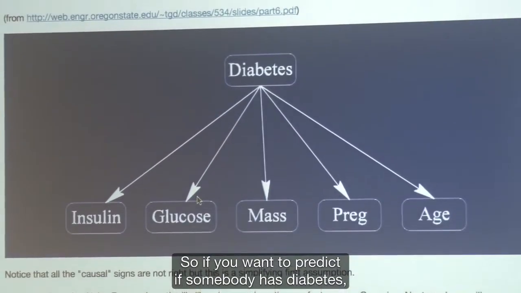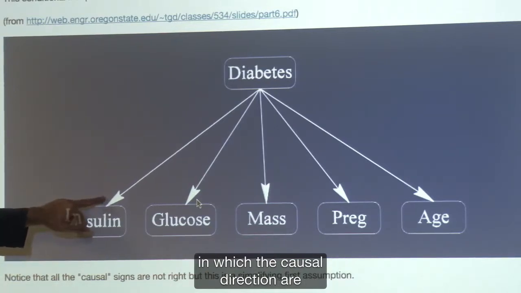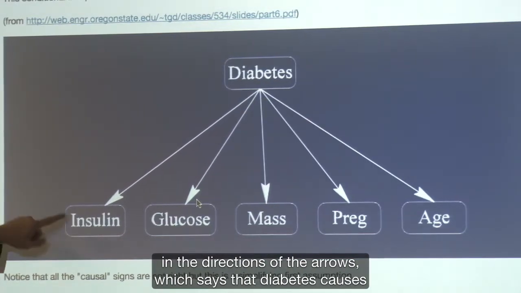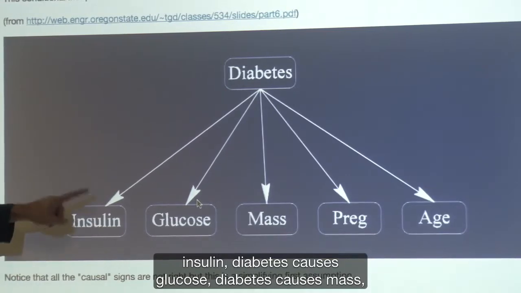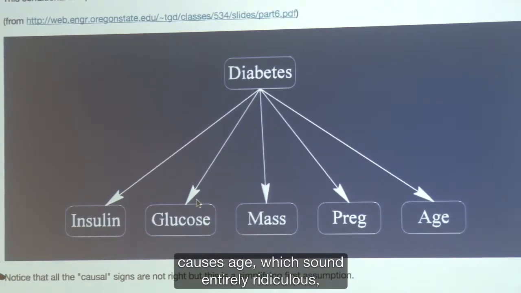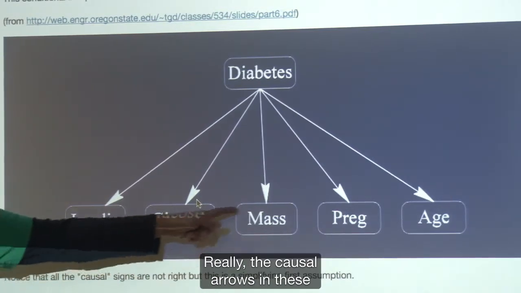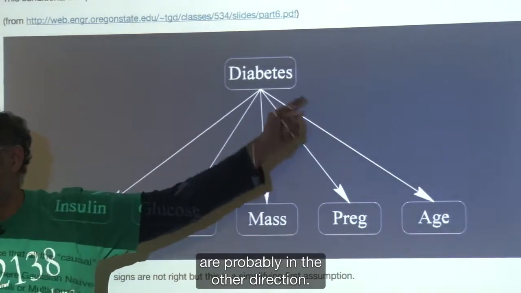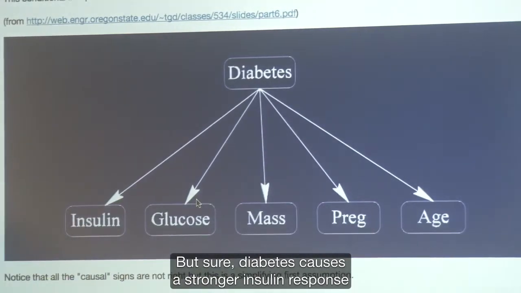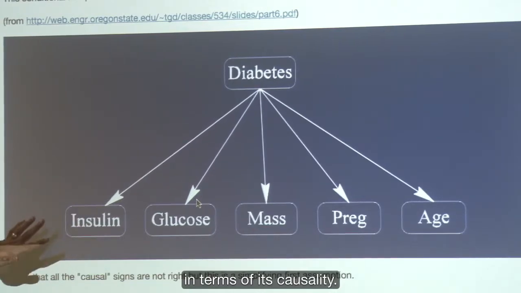So if you want to predict if somebody has diabetes, you could write down a very simple model in which the causal directions are the directions of the arrows, which says that diabetes causes insulin, diabetes causes glucose, diabetes causes mass, diabetes causes pregnancy, and diabetes causes age, which sounds entirely ridiculous and is entirely ridiculous. Really, the causal arrows are probably in the other direction. But sure, diabetes causes a stronger insulin response and so on. So this graph isn't actually right in terms of its causality.